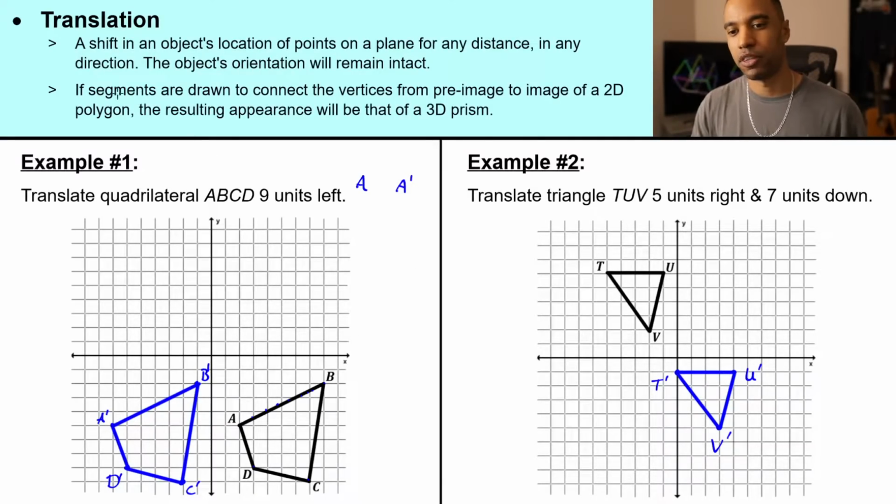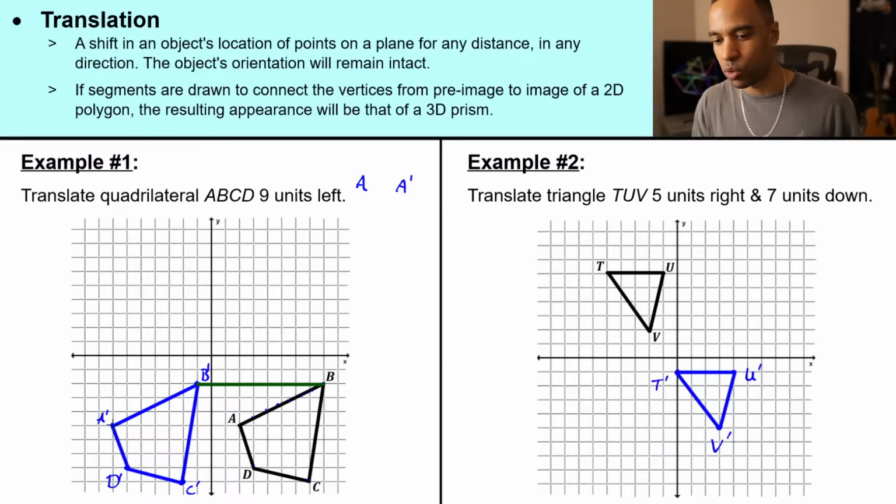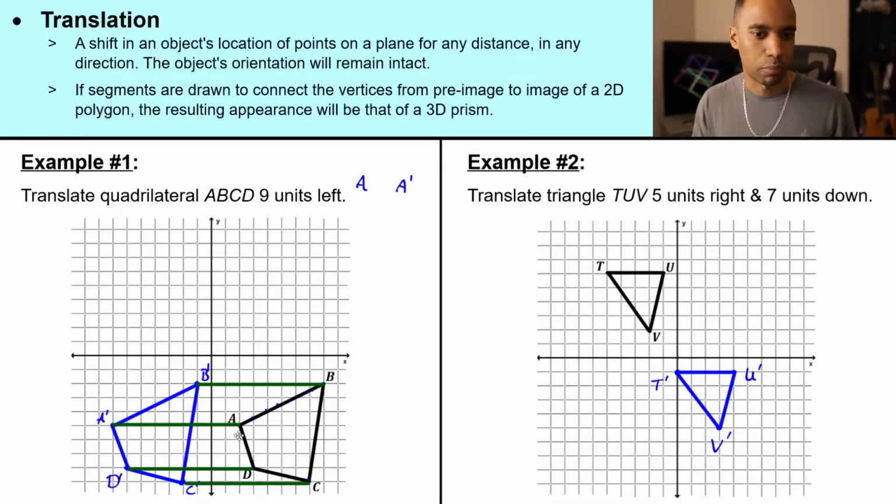There's one minor bit that I put here on the bottom, said if segments are drawn to connect the vertices, you'll make what's called a 3D prism. If you haven't done geometry stuff before, especially 3D things, I don't think this will make much sense. But what I'm saying is if I connect the corresponding points like this, I kind of make the appearance of a 3D object. It depends on how you guys are able to perceive this kind of stuff. But if you know what I mean when I say that I just made a 3D object out of this, awesome. Think of it like a block of cheese or something.